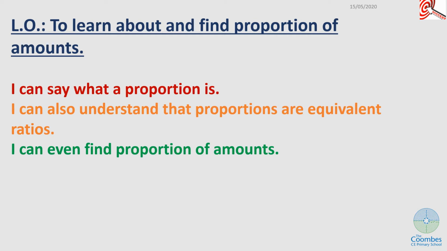In order to learn about and find proportions of amounts, there are 3 success criteria I want you to use. First, that you know and can say what a proportion is. Second, that you understand that proportions are equivalent ratios. The third, to then find proportions of amounts.